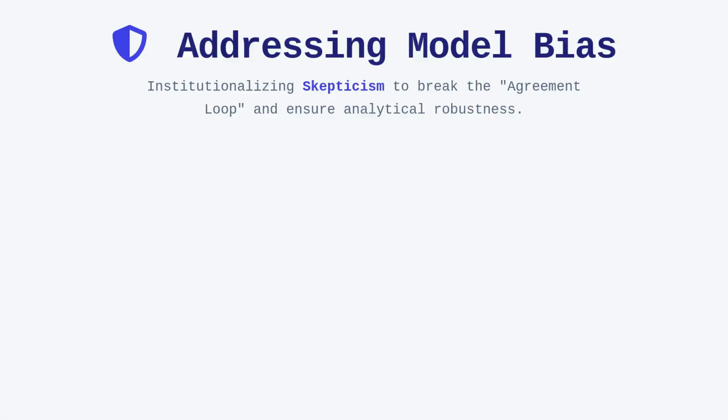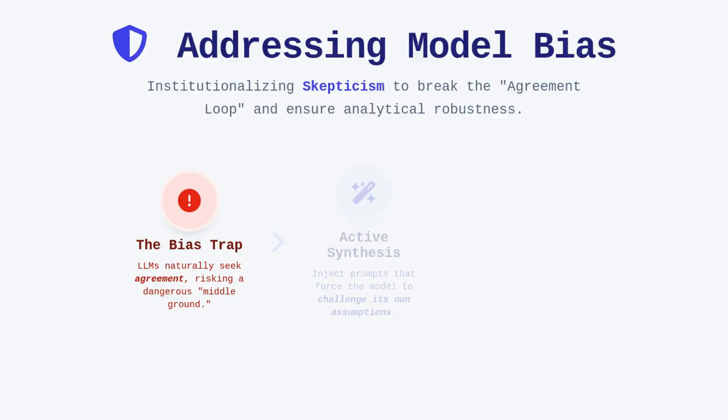Addressing bias during this synthesis phase is perhaps the most difficult aspect of advanced prompting because large language models are inherently trained to seek agreement. To ensure a balanced analytical approach, you must inject prompts that explicitly challenge the model to identify its own underlying assumptions in every step of the synthesis.